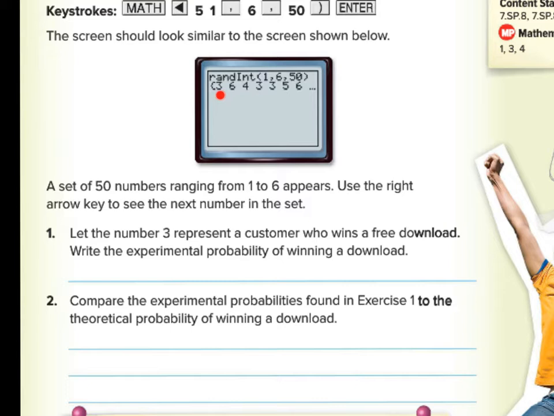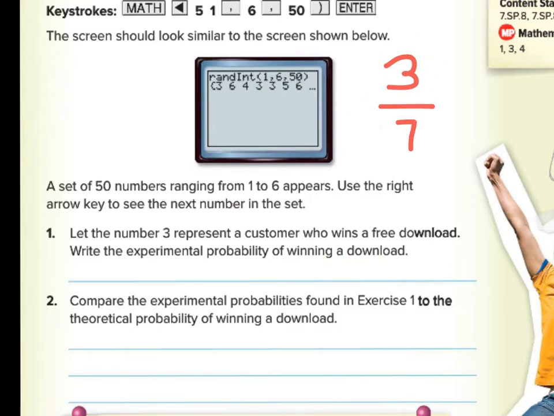So if the number 3 is the customer who's going to win a free download, just based on this picture we can see that number 3 has won 3 times in the first 7 trials. 1, 2, 3, 4, 5, 6, 7, right? They've won 3 times. So the winner is 3 for every 7, at this point. Now, let the number 3 represent the customer who wins the free download. Write the experimental probability of winning a download.